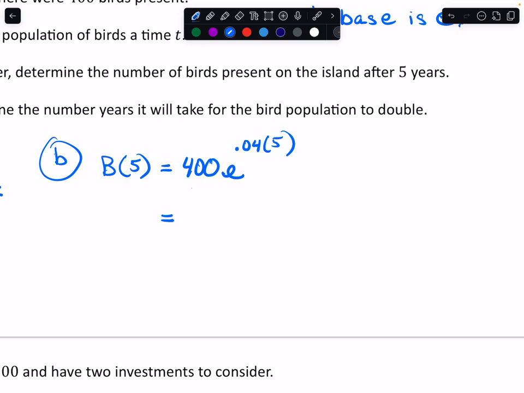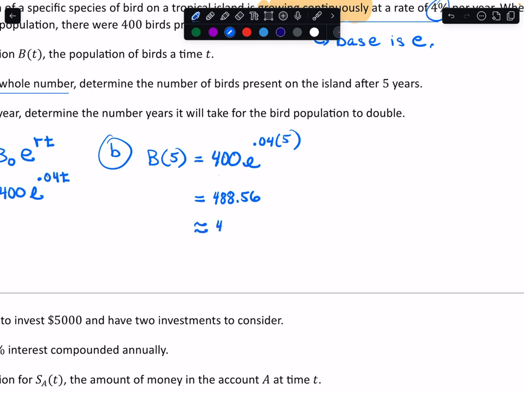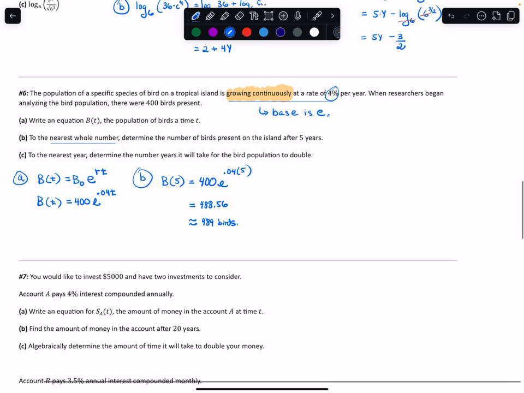So it comes out to, I'm rounding a little bit, 488.56. And since we're talking about birds, and they actually said it here to the nearest whole number, we're going to say our final answer is it's about 489 birds. That's how many would be on the island after 5 years. Cool. C, we'll need a little more room, is, and again, very natural question. If you're some type of biologist studying population of bird in a particular environment, natural question to say, hey, to the nearest year, determine the number of years it would take for the bird population to double.